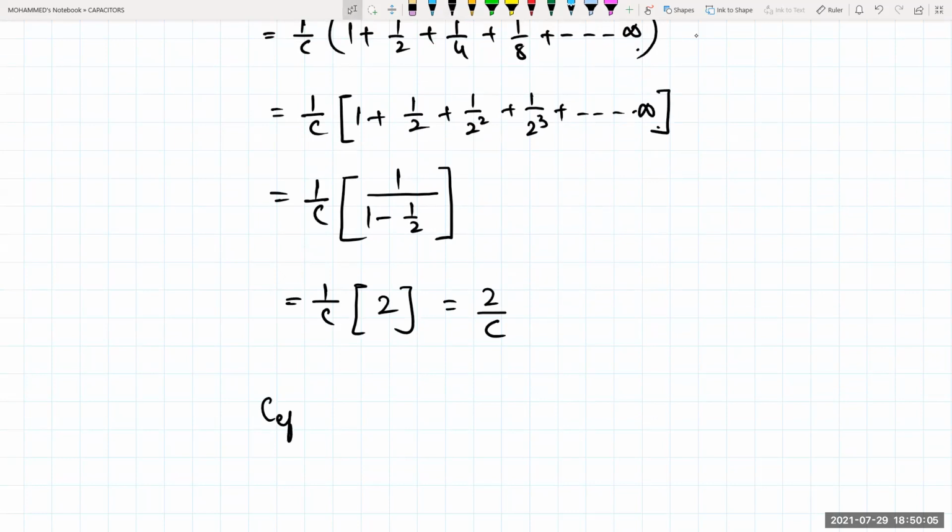That means C effective will become how much for me? C by 2. C effective is equal to C by 2. Clear? Yes, sir. Did you understand, or should I explain again?